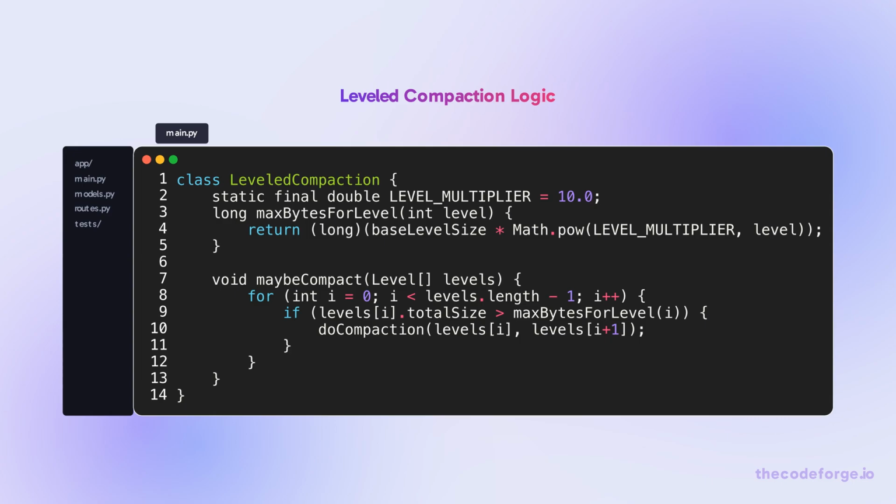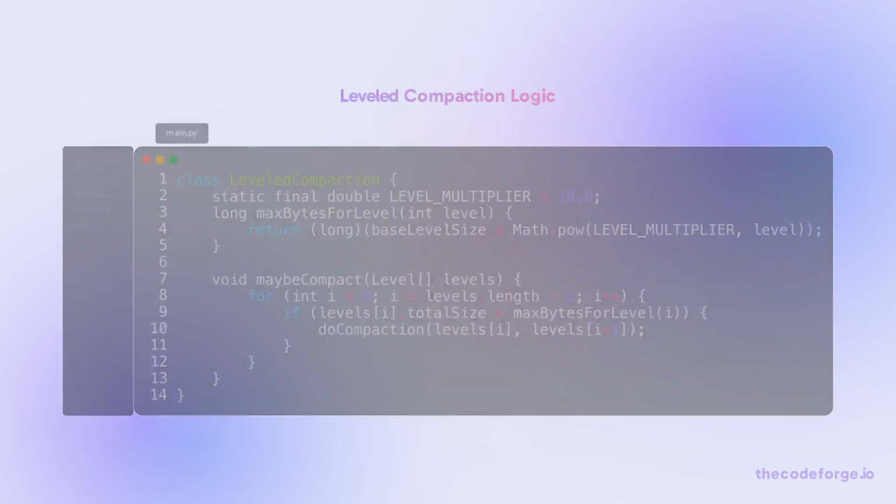Here's a simplified leveled compaction logic. Each level has a target size, growing by a multiplier, usually 10. When a level exceeds its target, a file is picked and merged with overlapping files in the next level. This keeps the number of SSTables per level bounded.